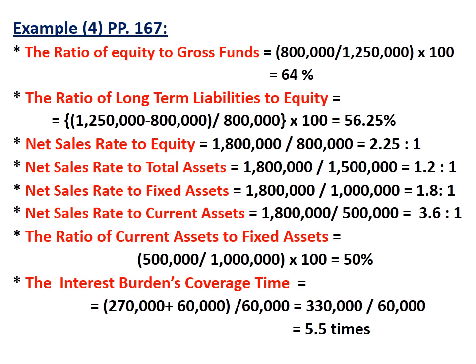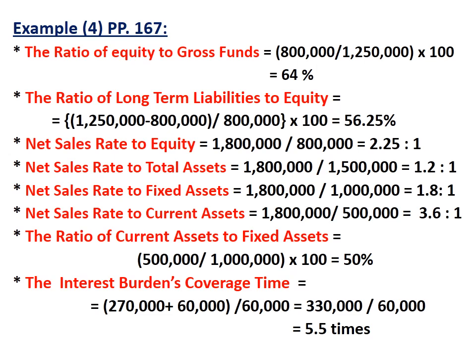Based on the data shown through the above example, we can extract the following ratios and rates. The ratio of equity to gross funds. So equity will be divided by gross funds. Gross funds means all the funds invested, either owned or borrowed. It gives 64%.